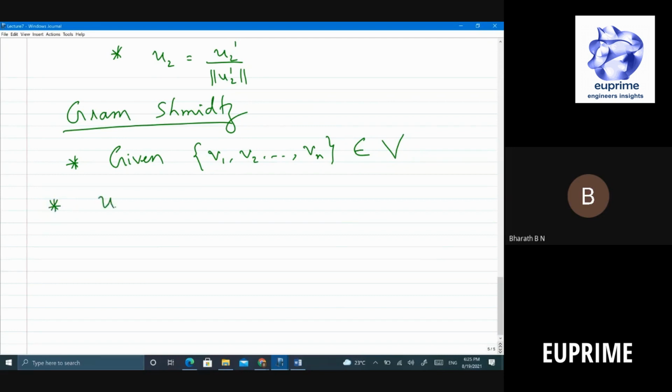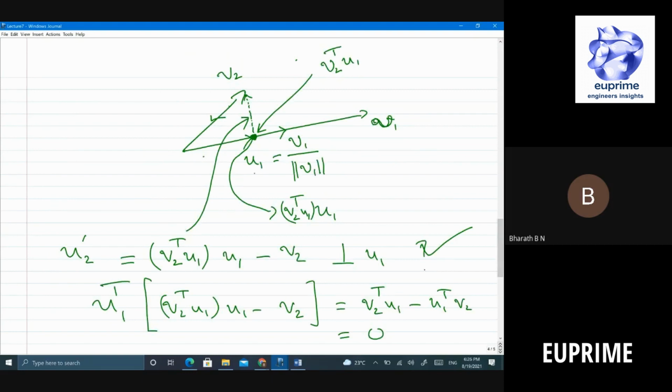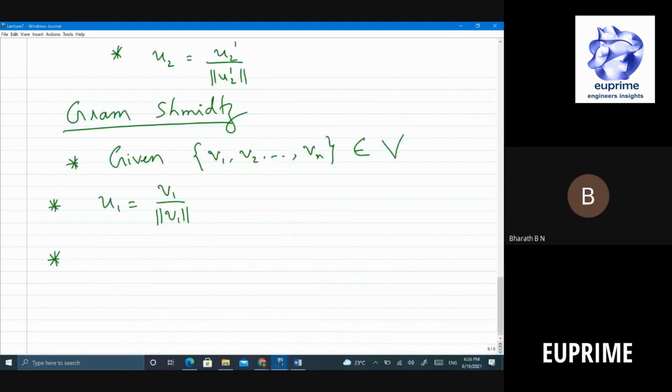I get u1, right? u1 is v1 over norm of v1. Done. This gives me a unit vector along the v1 direction, right? What do I do after this? I should find a vector orthogonal to u1. So what do I do? Let's look at this, right? I have u1, then I found this. I took the inner product, scaled it, and subtracted from v2, and then normalized it, right? So how do I write that?